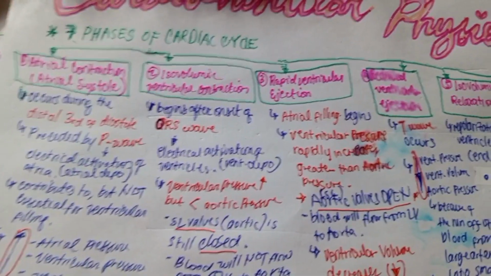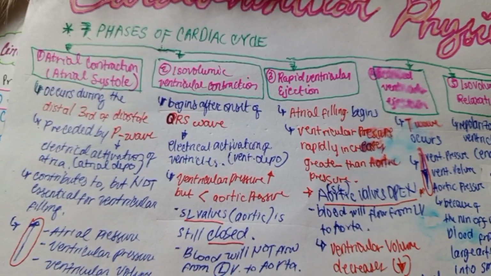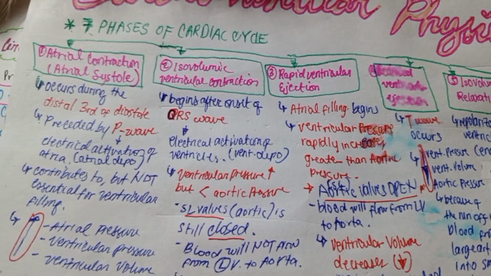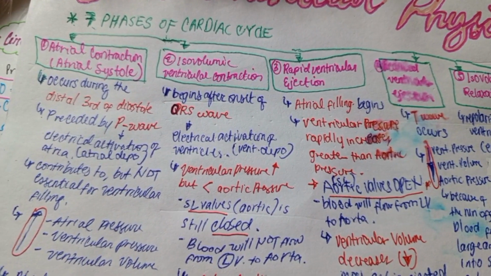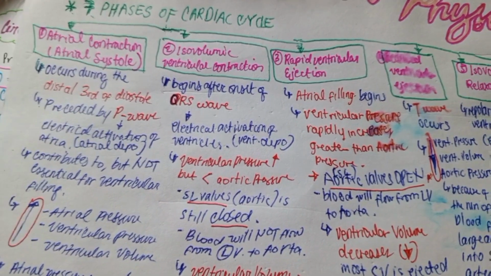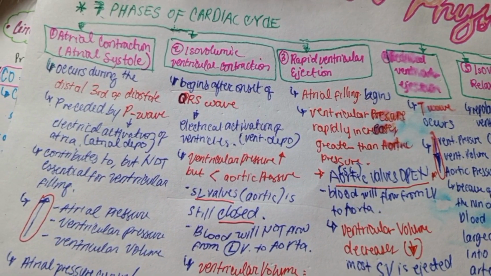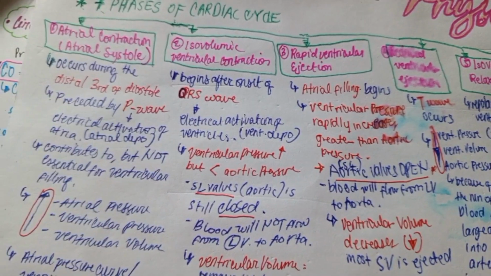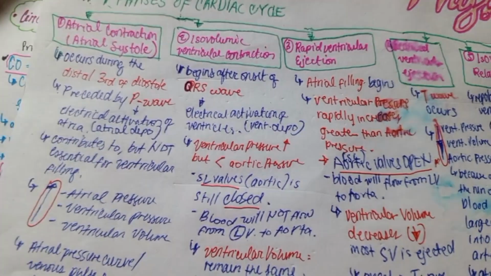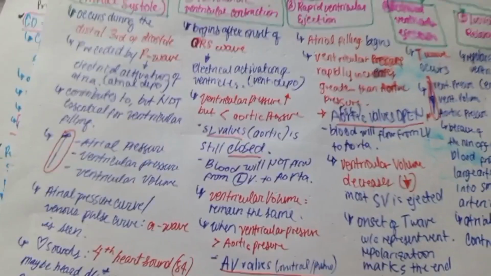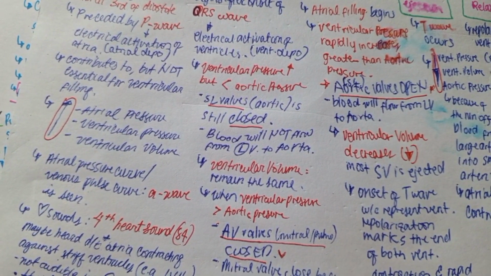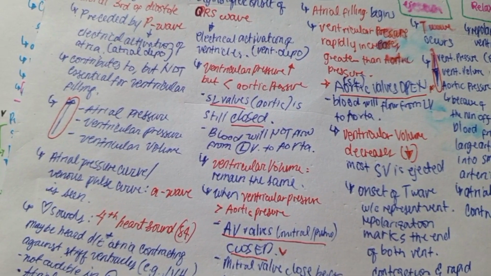So for the first phase, which is the atrial contraction or atrial systole, this occurs during the distal third of diastole, and it is preceded by the P wave, which represents electrical activation of the atria, or atrial depolarization. It contributes to, but is not essential for, ventricular filling. So atrial contraction increases the atrial pressure, the ventricular pressure, as well as the ventricular volume. And in the atrial pressure curve, also known as the venous pulse curve, we can see the A wave.